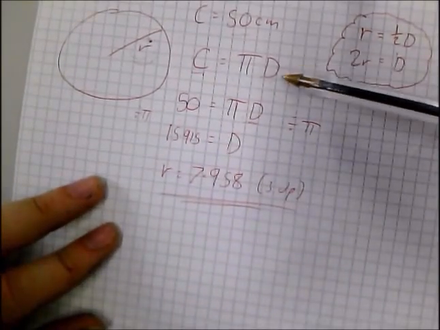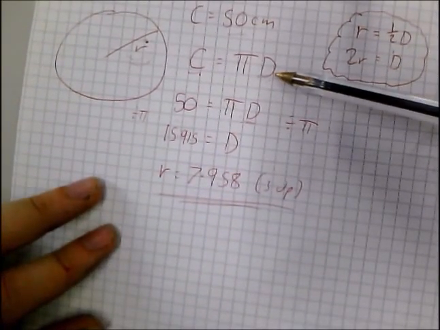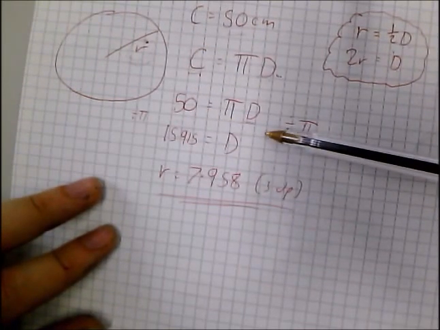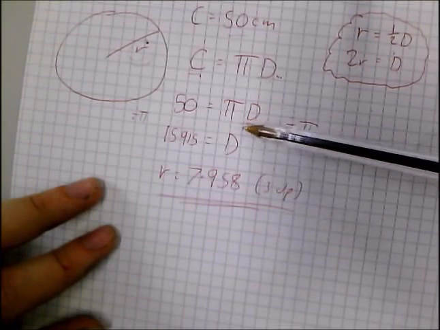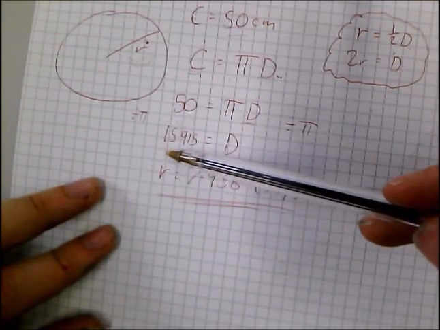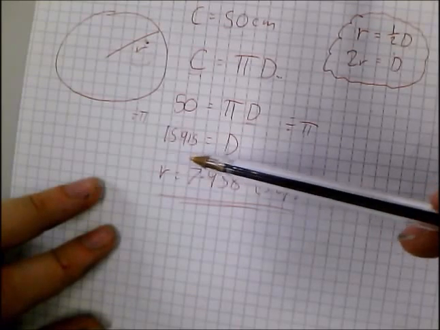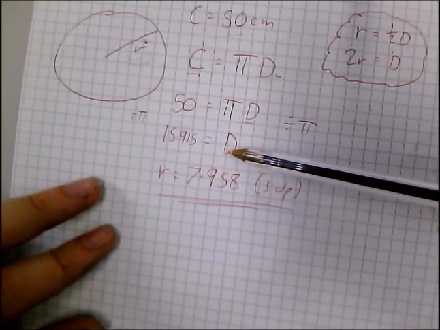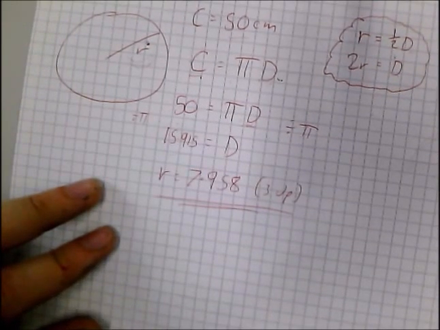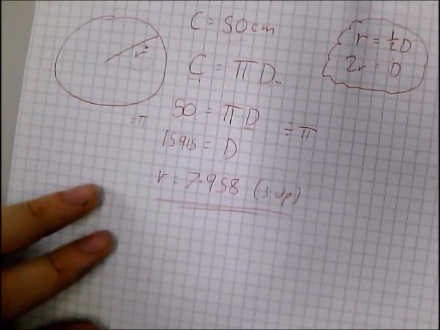Okay, so step 1, get your formula. Then substitute in your values. So 50 is equal to pi d. To get d by itself, to work out the diameter, we divide both sides by pi. So 50 divided by pi is 15.915. But to get the radius, we halve our diameter, so that's 7.958. Okay, I hope that was helpful, and I'll see you in class.